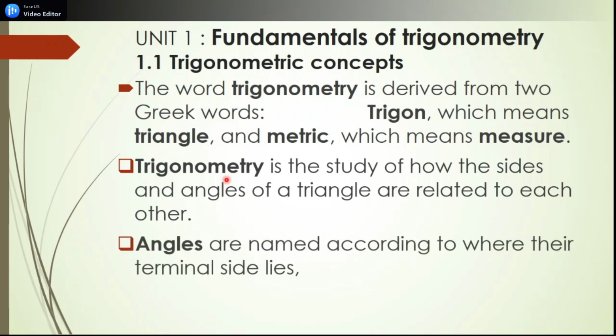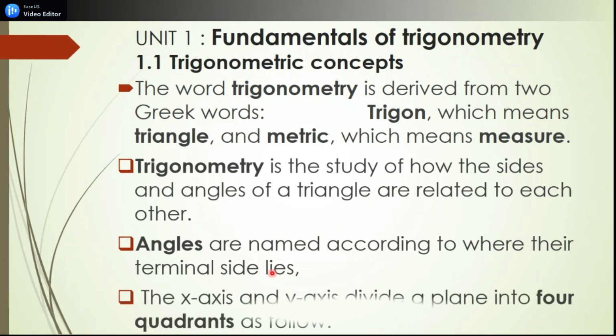Another definition is the definition of angles. Angles are named according to where their terminal side lies. The x-axis and y-axis divide a plane into 4 quadrants as follows.